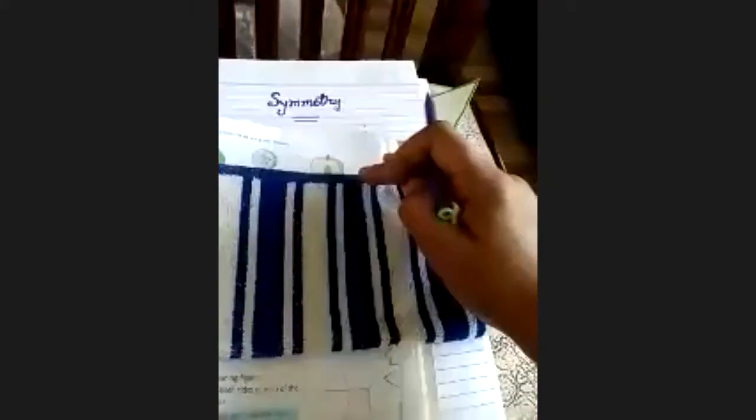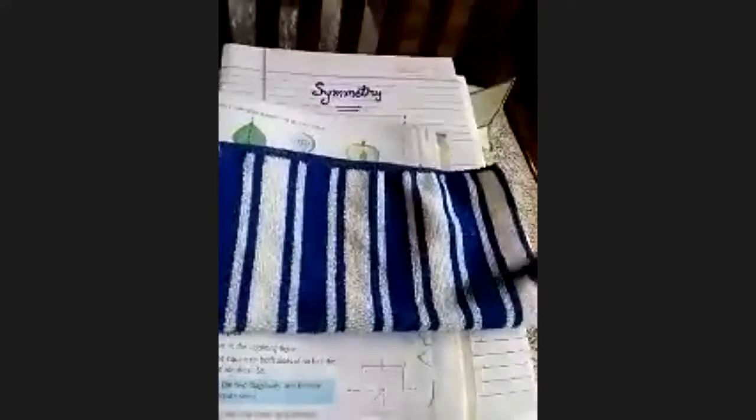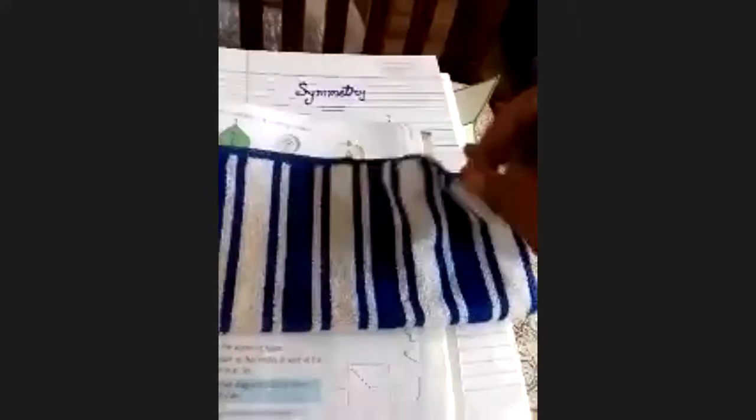Now open this and give it a vertical cut, horizontal cut. Once again, these two pieces exactly overlap each other. So this is your second line of symmetry. First is vertical, then horizontal. Now, third line of symmetry.